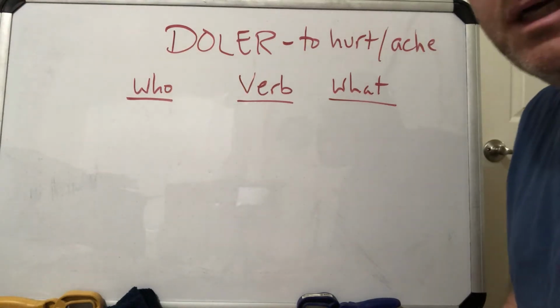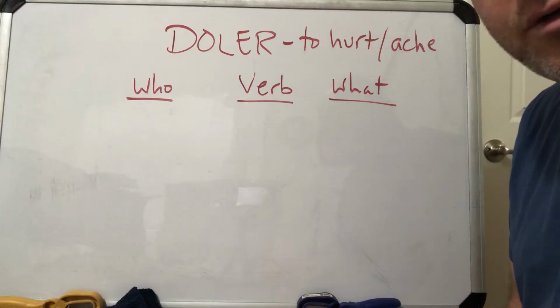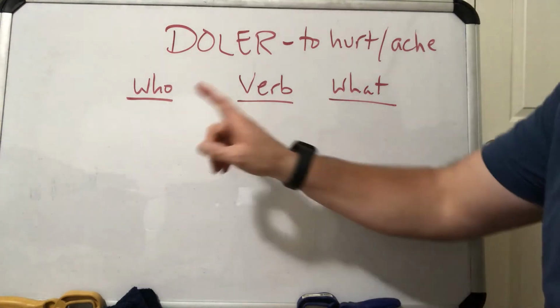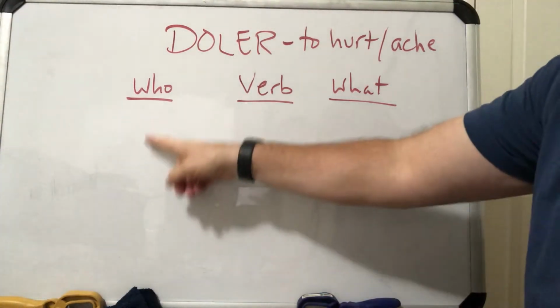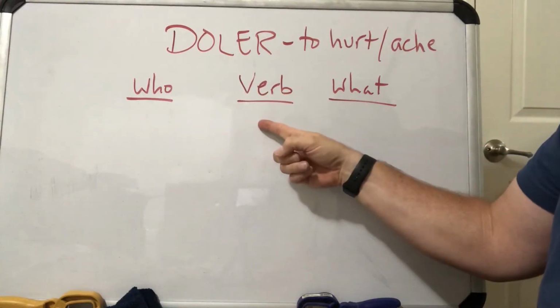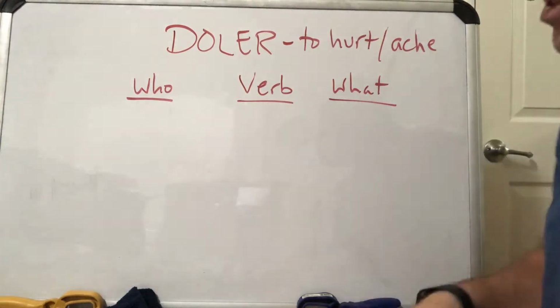Okay, muchachos, in this video we're going to talk about the verb doler, which means to hurt or when something aches. It works just like the verb gustar, where we start off with our who, and then we have the verb. Remember, we're only going to have two forms of doler, and then we're going to say what is hurting whoever it is, okay?